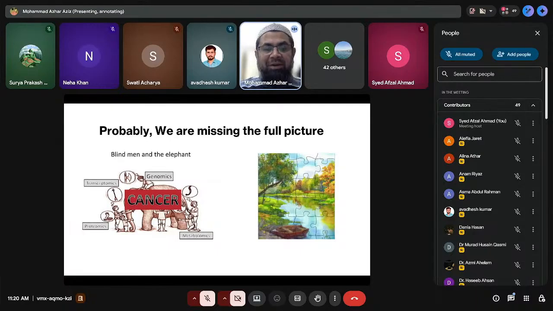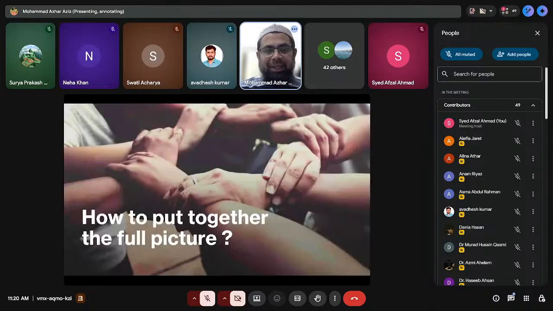If you can remember this elephant story and this jigsaw puzzle: if we don't know the complete picture, then we are missing something and we are missing the target. And this is applicable for different patients. There will be different targets. So remember, we have to put the picture together. And this is something that I'm going to tell you with some examples today that people have done and published by using the multi-omics approach. So how to put together the full picture?